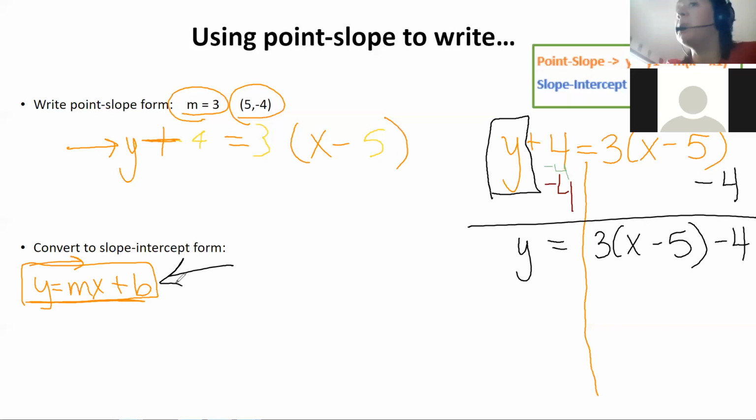But you guys are right. We moved the 4 over. Perfection. Good stuff. How do I get rid of those parentheses? It's a property that starts with D and rhymes with ibutive. Yep, the distributive property, that's what we're going to do first. How do we do that?